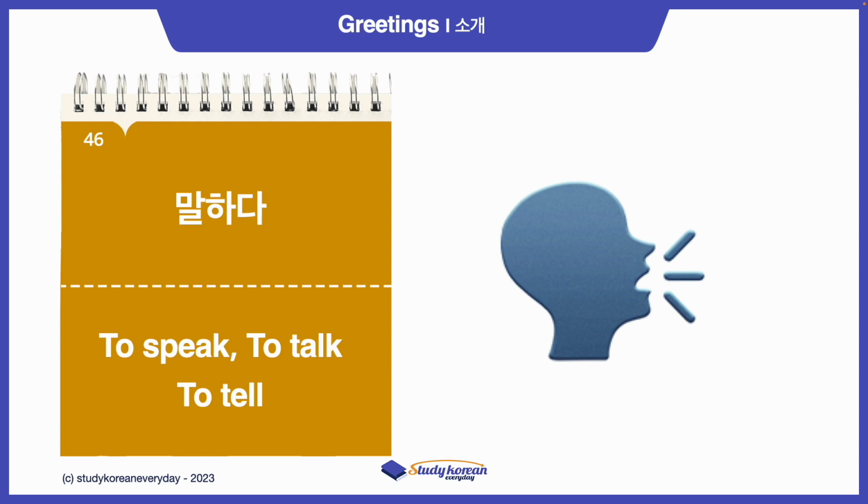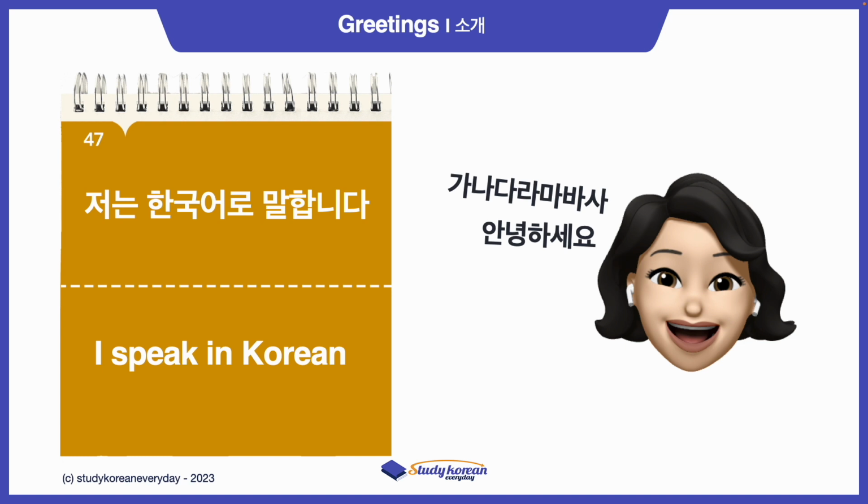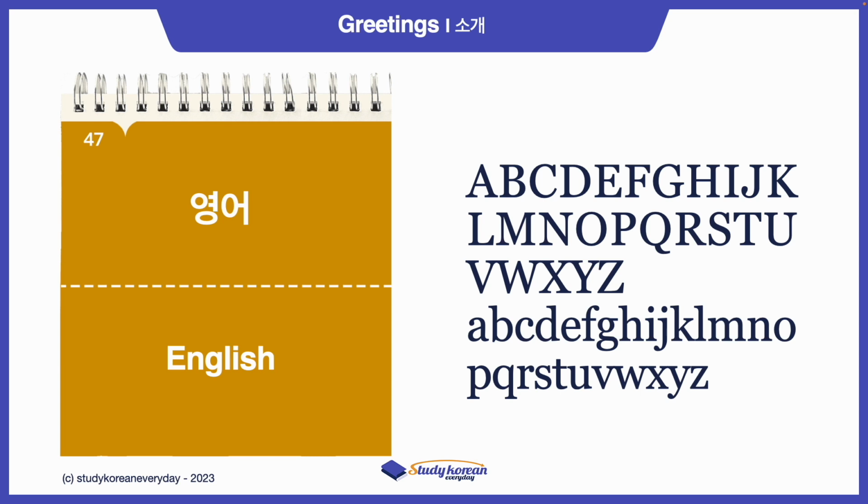말하다. To speak, to talk, to tell. We do not distinguish speak, tell, talk, but we say 말하다 and it includes all of these meanings. 저는 한국어로 말합니다. 저는 한국어로 말해요. Which means I speak in Korean. Then how to say I speak in English? 영어, English. So 저는 영어로 말해요. 저는 영어로 말합니다. Is I speak in English.